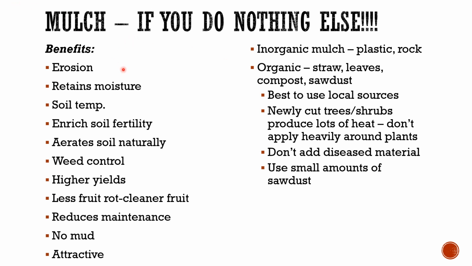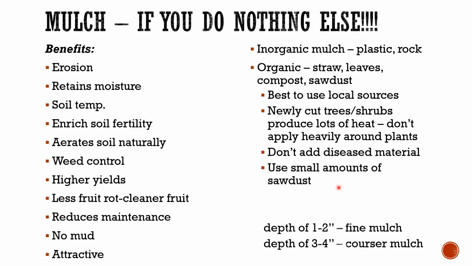Now, how much mulch to apply? A depth of 1 to 2 inches if it's a fine mulch. You can check at the local nurseries and the big box stores, and you can find mulch in real thick, big chunky pieces, which is fine. And if it's fine, you can get by with 1 or 2 inches. If it's coarser mulch, 3 to 4 inches. A little bit deeper for that.